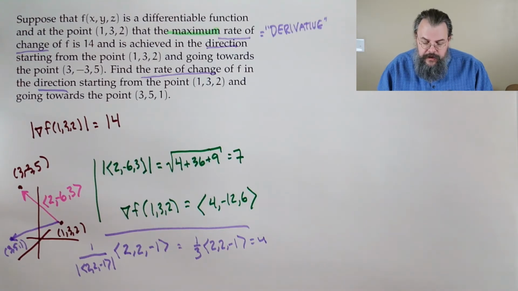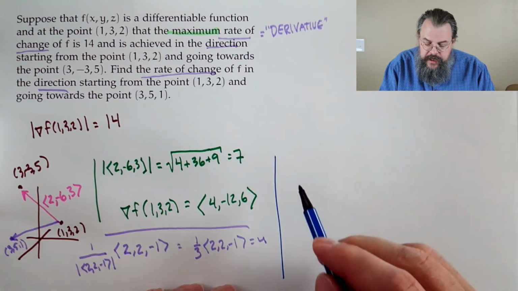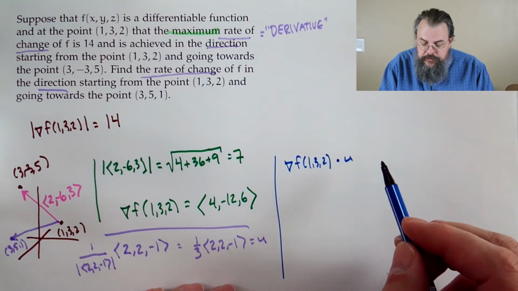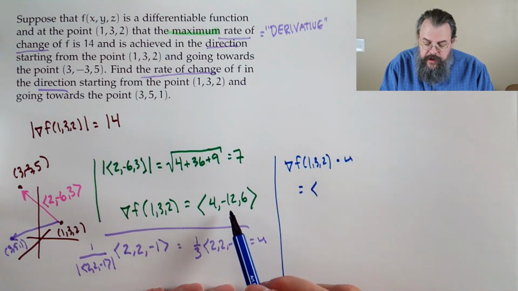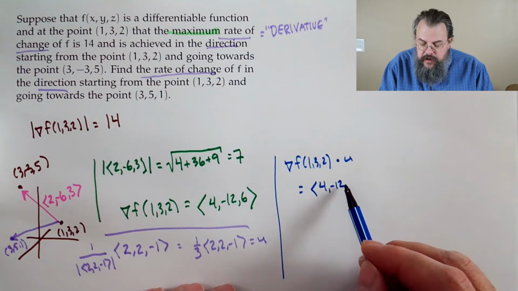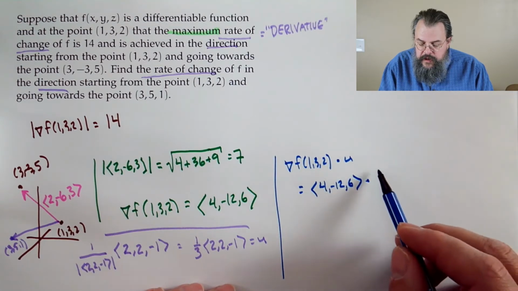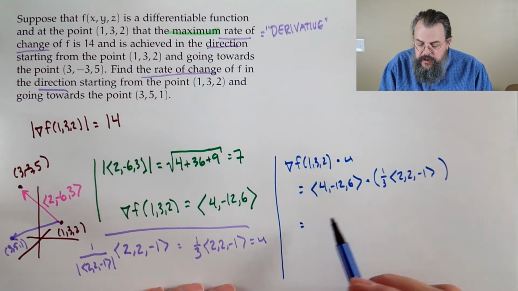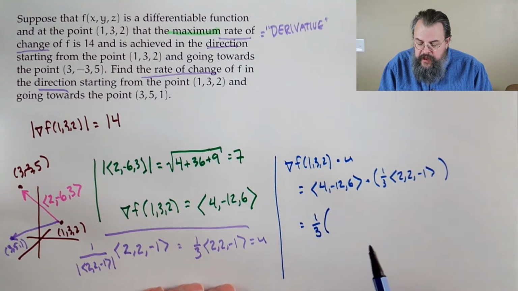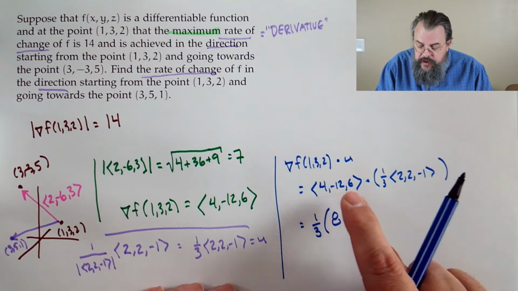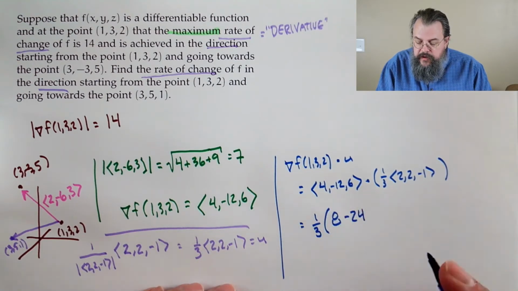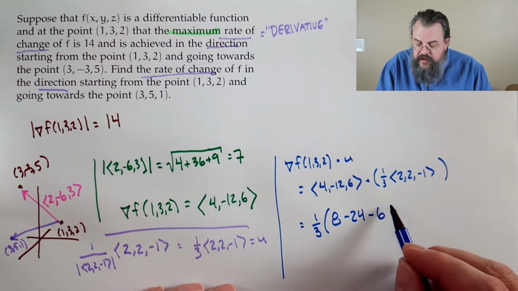So we get the following. We're going to take our gradient of f at the point 1, 3, 2, dot it with u, which is our 4, minus 12, 6, dot it with 1/3, 2, 2, minus 1. All right, so I can pull out the 1/3. Dot product, 4 times 2, 8. Minus 12 times 2, that's a big number, minus 24. 6 times minus 1, minus 6.